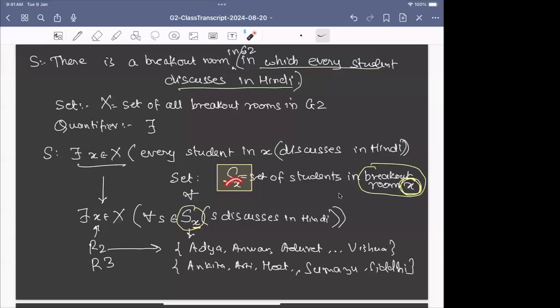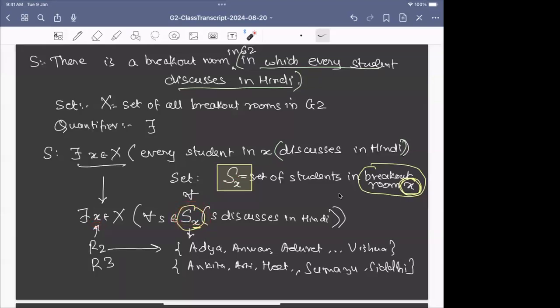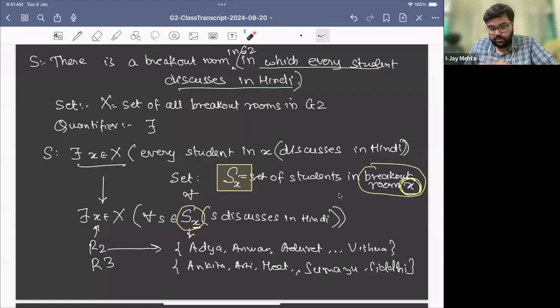So we use the suffix S. This is not a single S. It depends on X, na? So basically it's changing with respect to X. So we want to find a breakout room in which every student is discussing in Hindi. This is how this works.